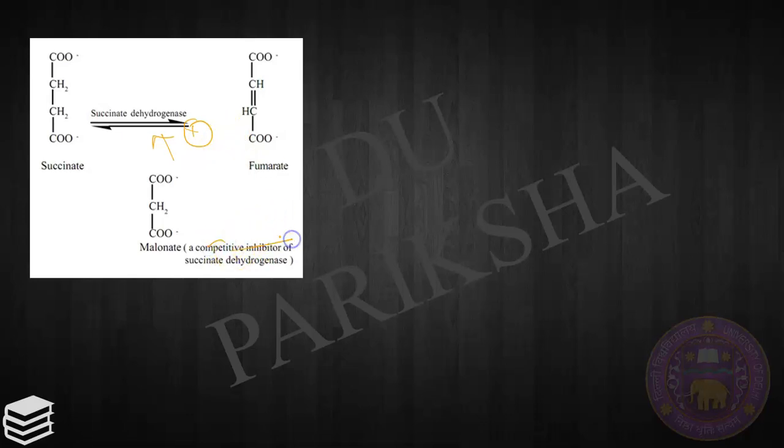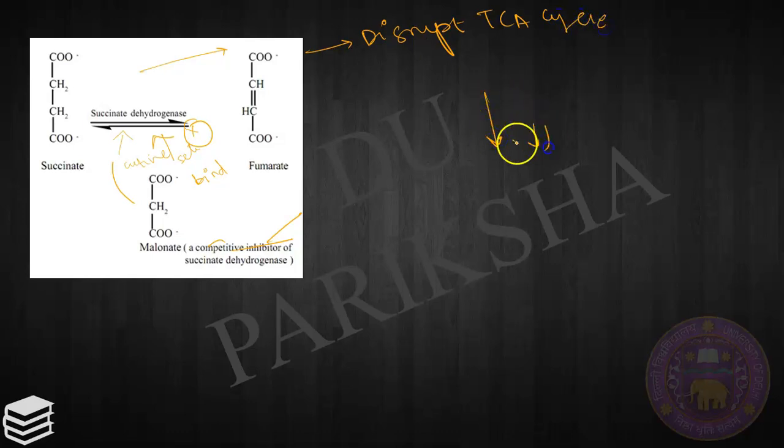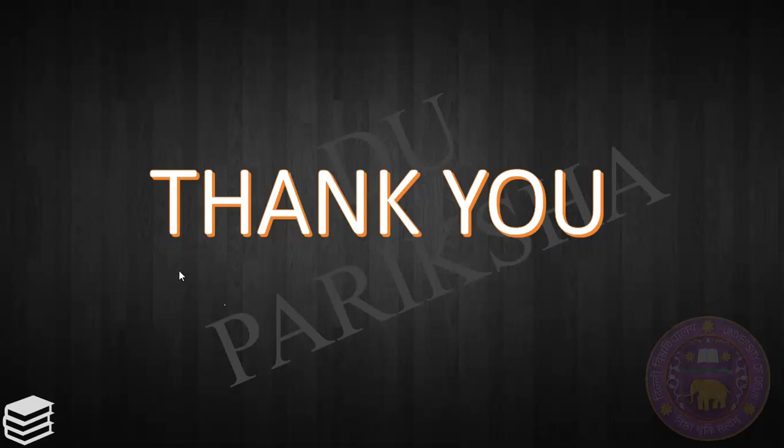It is a competitive inhibitor, which means it resembles succinate in its structure and it competitively inhibits succinate dehydrogenase by binding to its active site, but it cannot be oxidized. So it blocks succinate from binding and inhibits the conversion of succinate to fumarate. Then again it disturbs the TCA cycle, and reduces the production of FADH2.